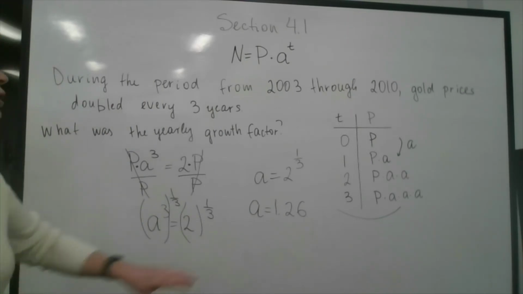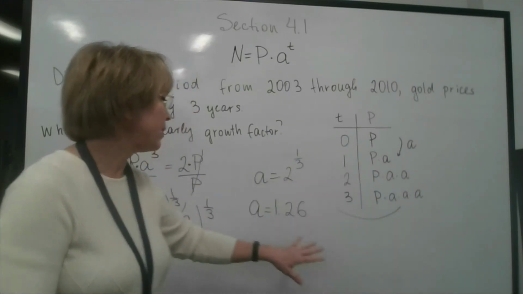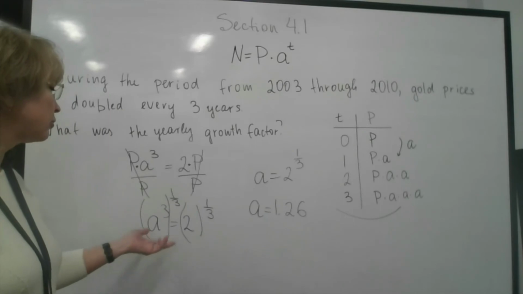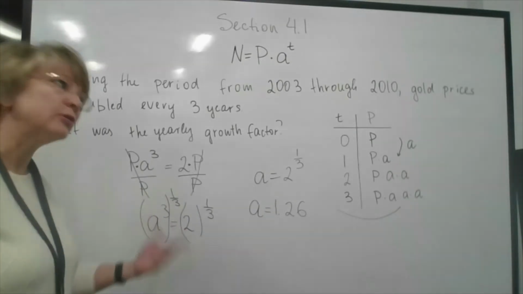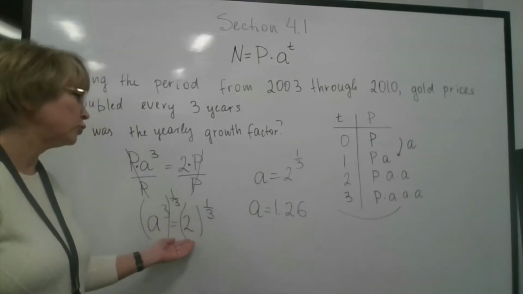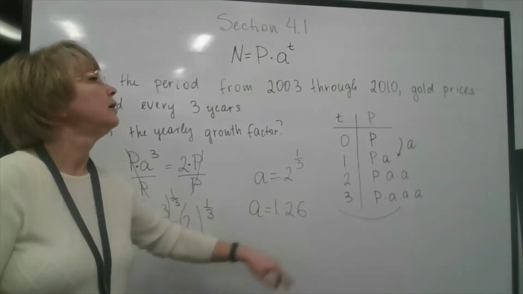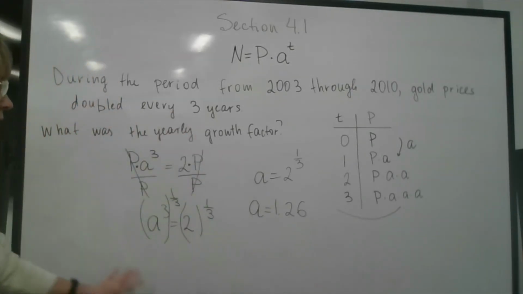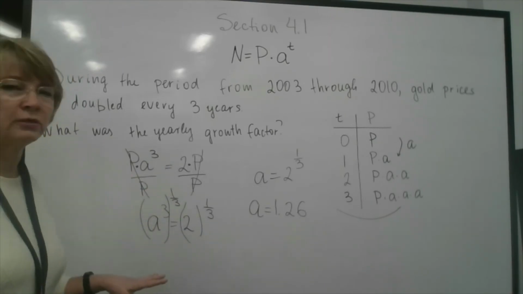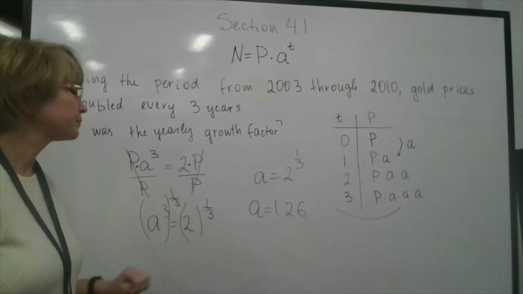This is your yearly factor. And you can check, if you multiply 1.26 by itself 3 times, you will get a number close to 2. It won't be exactly 2 because we are rounding A, but it will be close to 2. This is your yearly factor. This technique you will use a lot. So look at this carefully. Be sure that you understand everything. If you need more help, let me know.